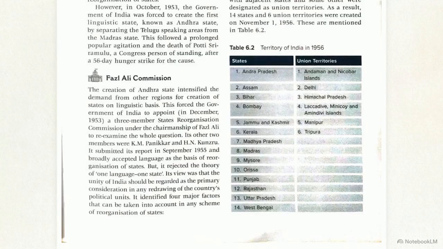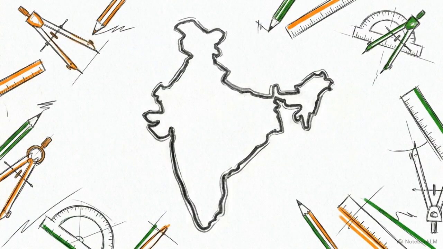This list shows the immediate outcome of the 1956 Act. The old 4-fold system was abolished, replaced by a streamlined map of 14 states and 6 union territories. The map of 1956 serves as the baseline. From this point on, all modern state boundary changes follow a clear chronological progression. We can track this evolution on a timeline.